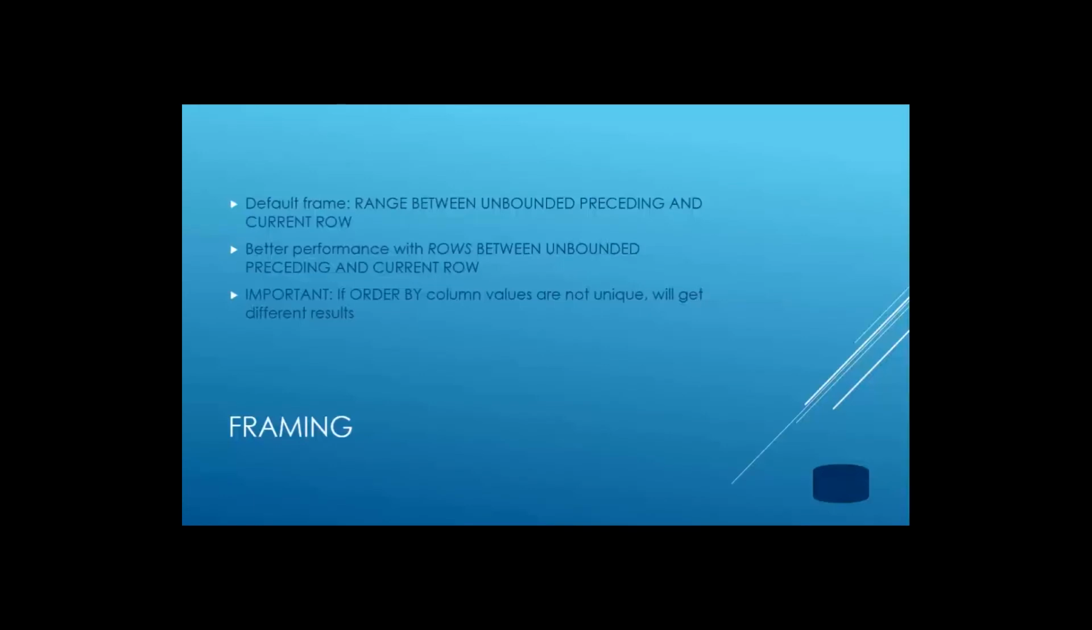So the next thing that can help us with tuning is called framing. And framing allows us to find a more granular set of rows in our window. By default, where framing is supported, and it's not supported in everything, the default is range between unbounded preceding and current row. So one of the places that framing is supported is when I'm doing that running total.